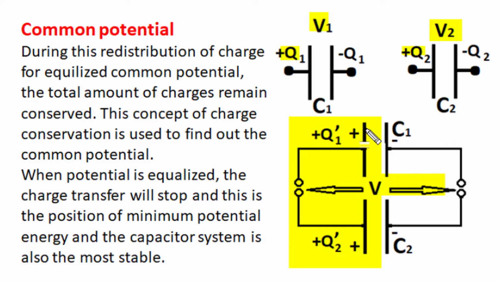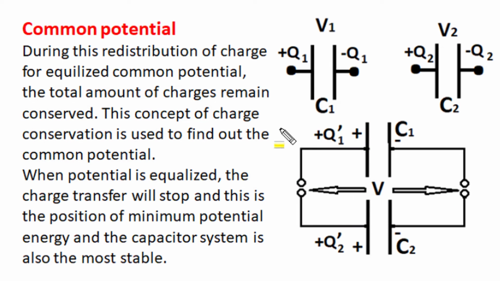So there exists the concept of charge conservation in this phenomenon, and ultimately when both capacitors get identical equalized potential, the charge circulation will stop. And this particular condition, when two parallel connected capacitors attain common potential, is the position of minimum potential energy of this charged capacitor system. This is also the most stable position of this parallel connected charged capacitor system.